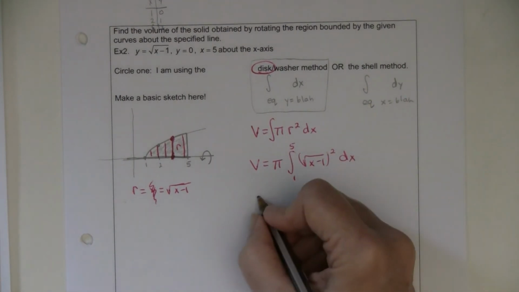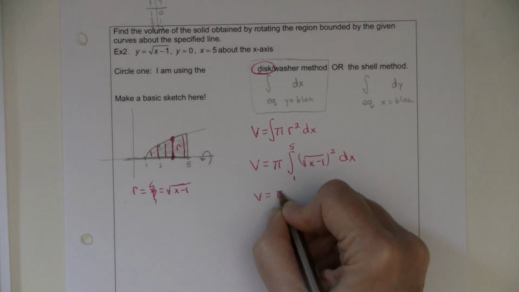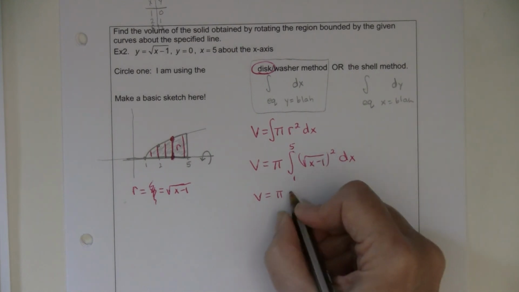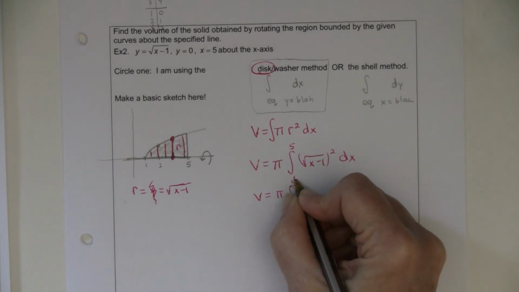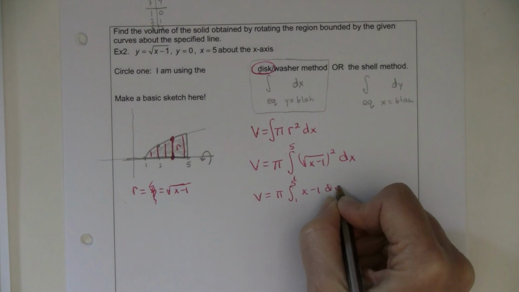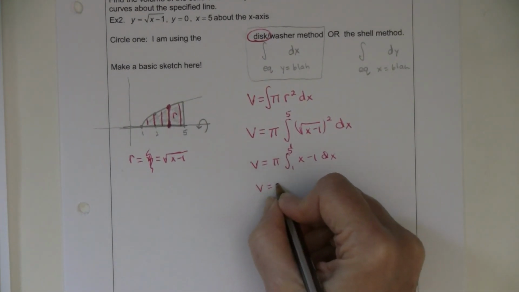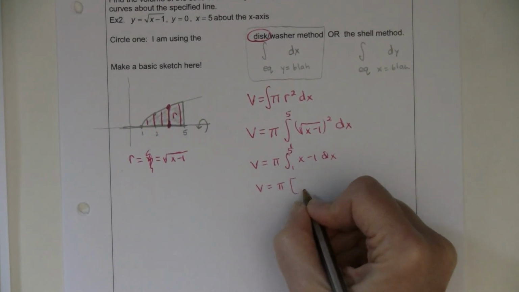And now I'm in business. So here I'm going to get the integral 1 to 5 here of x minus 1 dx. So our volume is going to be x squared over 2 minus x.